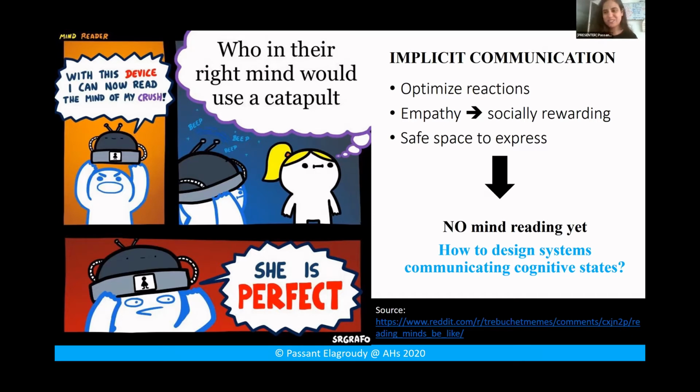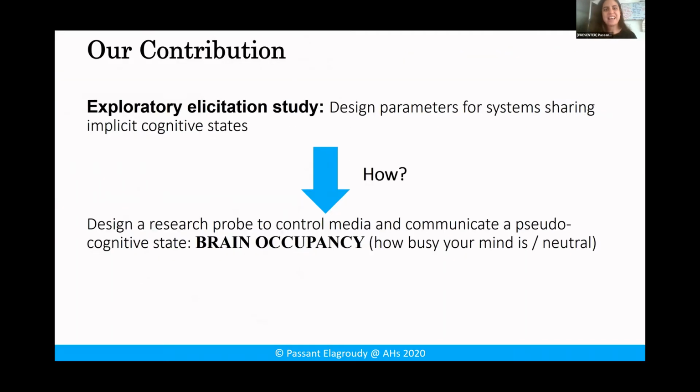In this work, we focus on trying to figure out how to design such systems efficiently. In order to do that, we do an exploratory elicitation study to figure out what the design parameters are for this implicit cognitive state communication. To be able to do that, we decided to design a research probe that controls media and communicates a pseudo-cognitive state that we named brain occupancy.